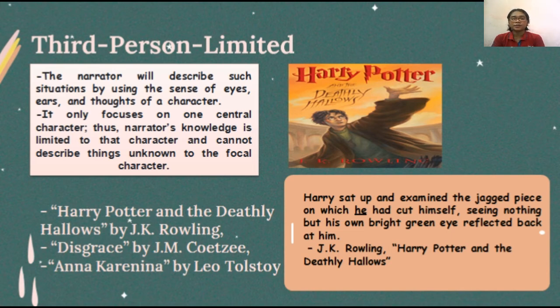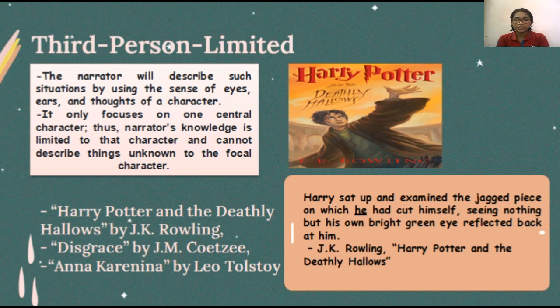It differs from the third person omniscient that knows everything, including the emotion and also the action of all of the characters of the story. But in the third person limited point of view, the narrator will only know everything about one character. So this will focus on the main character only.